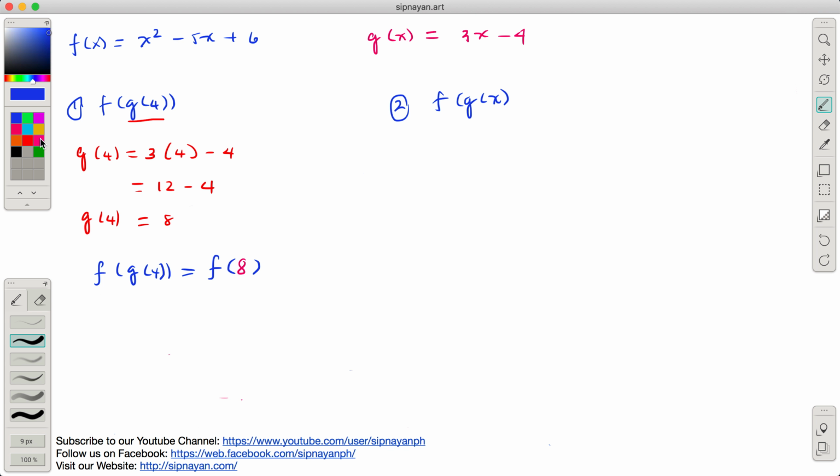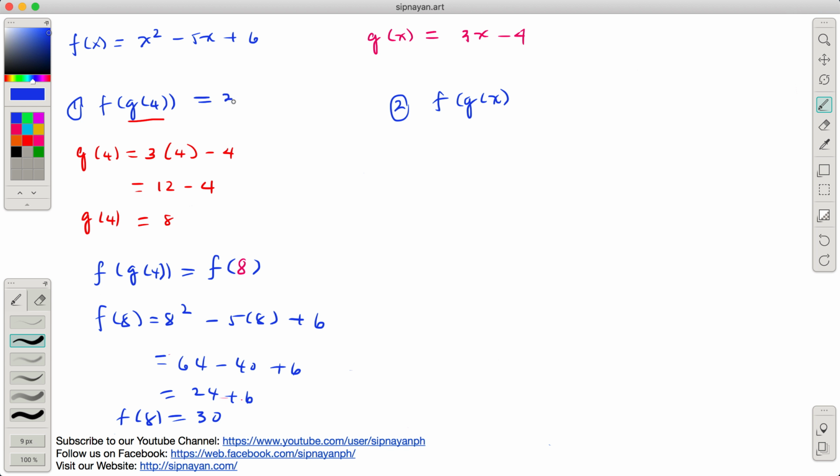So ang f of 8 is equal to 8 squared minus 5 times 8, and then I have a plus 6 here. So this is equal to 64 minus 40 plus 6. This is 24 plus 6, which is equal to 30. So ang f of 8 ko ay 30. Meaning, ang f of g of 4 ko is equal to 30.